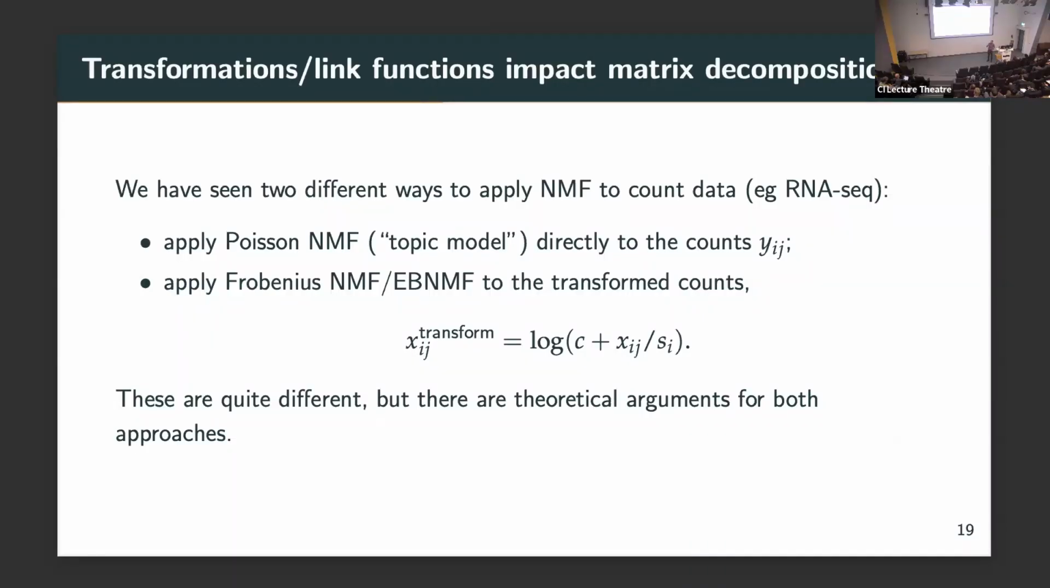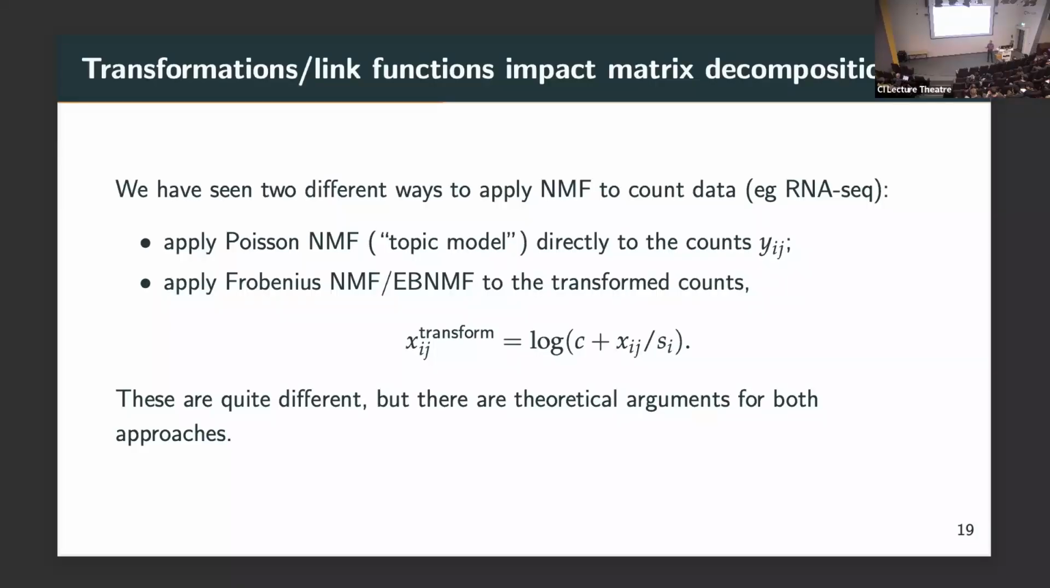If you remember, when I started, I said there were 4 things I wanted to talk about that impact interpretability: non-negativity, sparsity, and then the third one was transformations, or link functions. I've shown 2 different versions of NMF. The first one was a Poisson NMF, and the second one was this transformed NMF followed by a Gaussian, or Frobenius, model fit to it. These are quite different, and it turns out there are many data sets where you could do both these analyses and they produce different results. But there are theoretical arguments for both approaches.